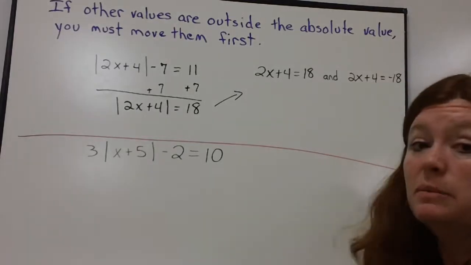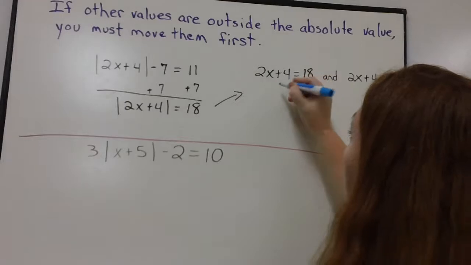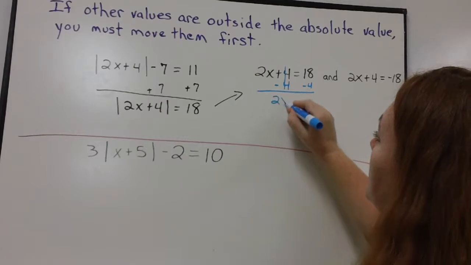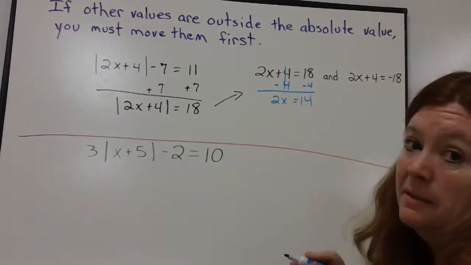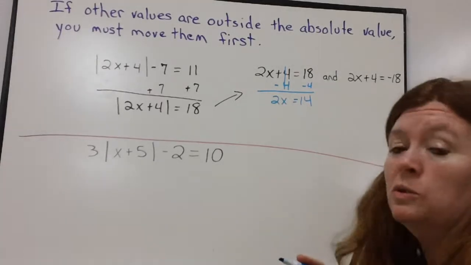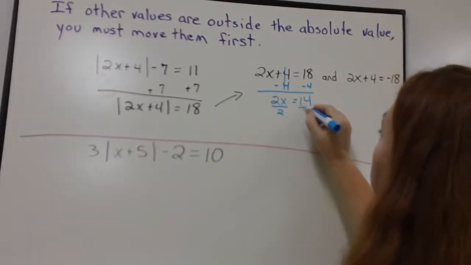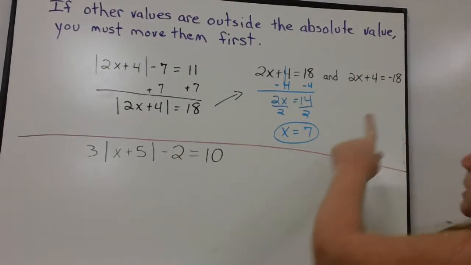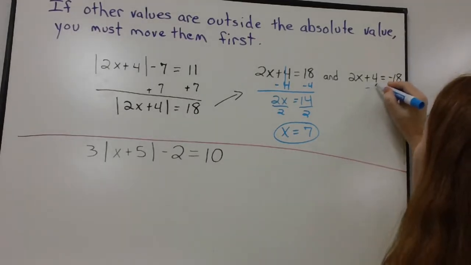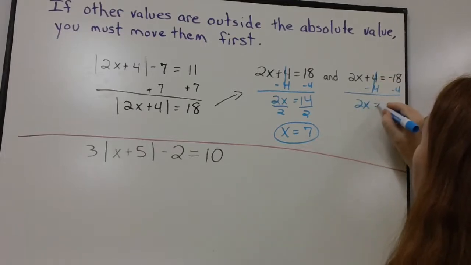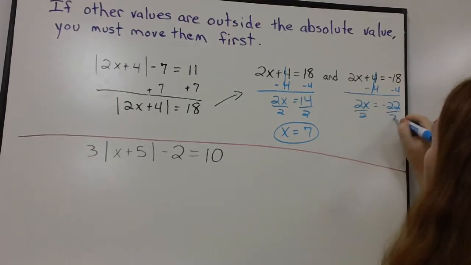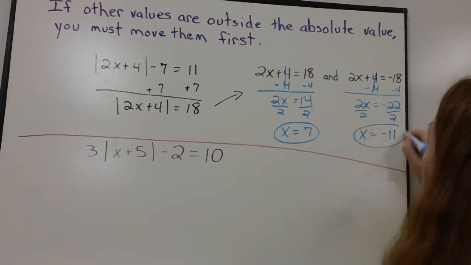So let's try it. Subtract 4 from both sides. I'll start with this one. The 4's cancel. I'm left with 2x equals 14. That means 2 times x, so I'm going to divide both sides by 2. And I get x equals 7 for one of my answers. But I have a second possibility here. When I subtract 4 from both sides, again the 4's cancel, and I'm left with 2x equals negative 22. Divide by 2, and I get x is negative 11.